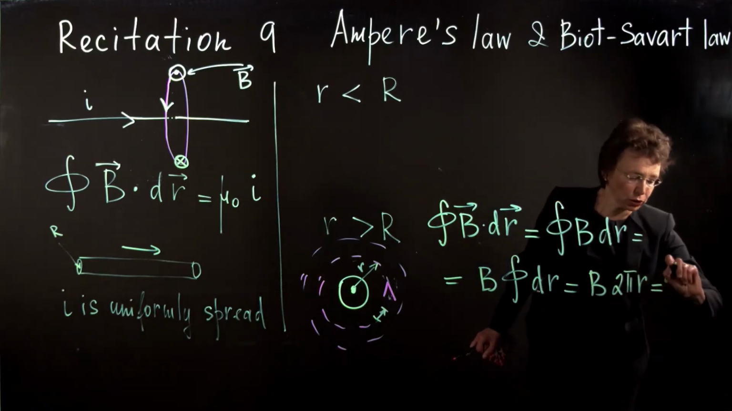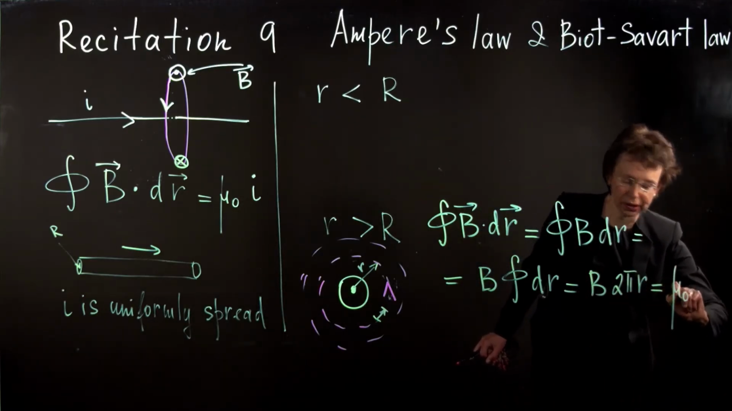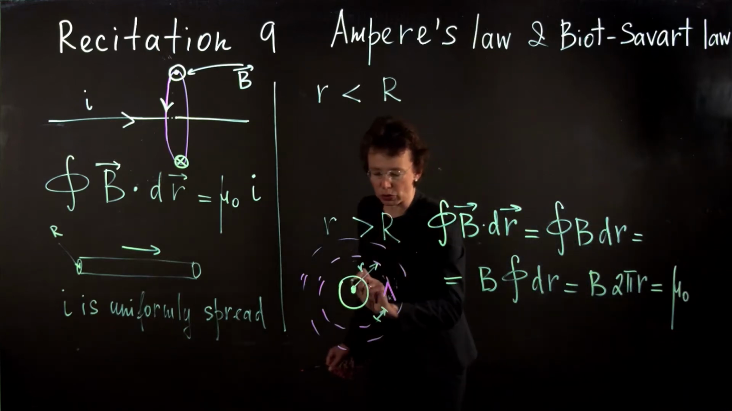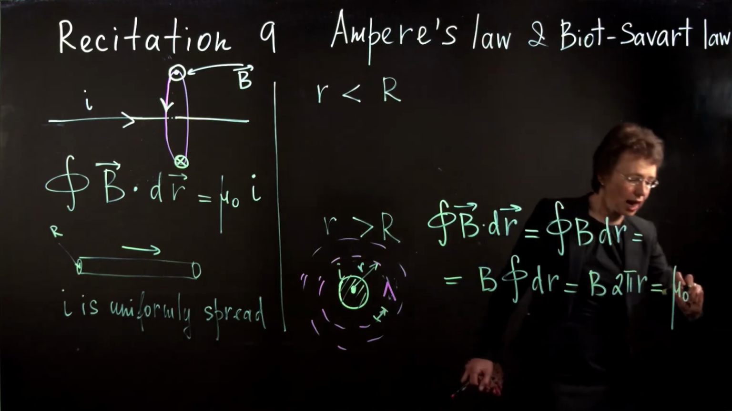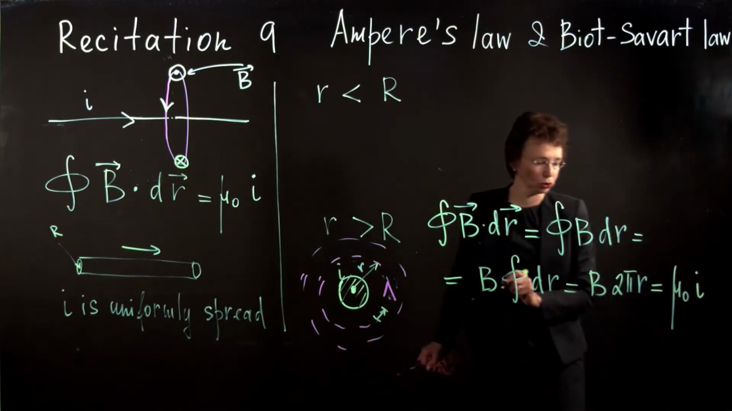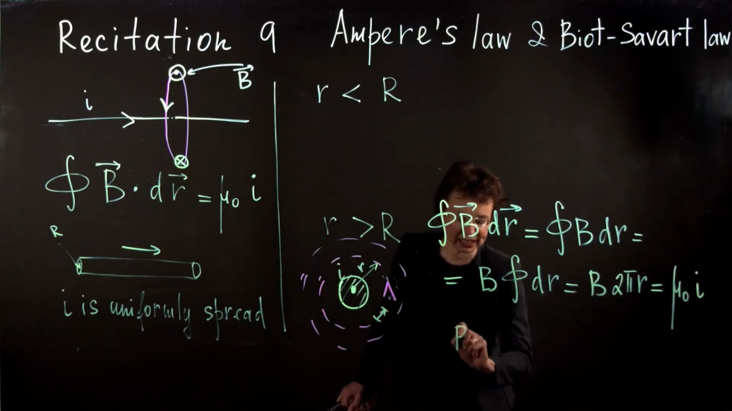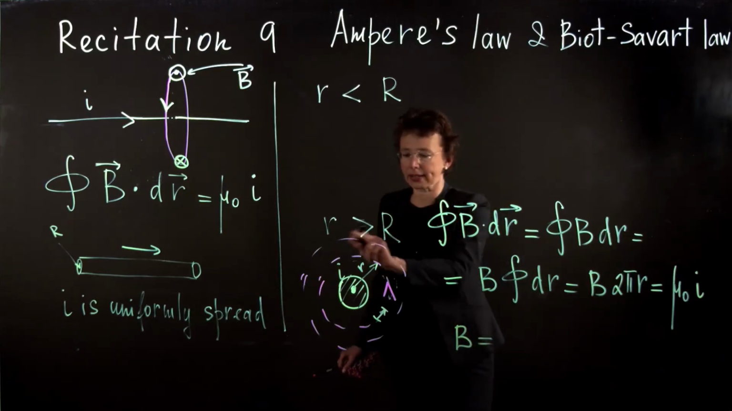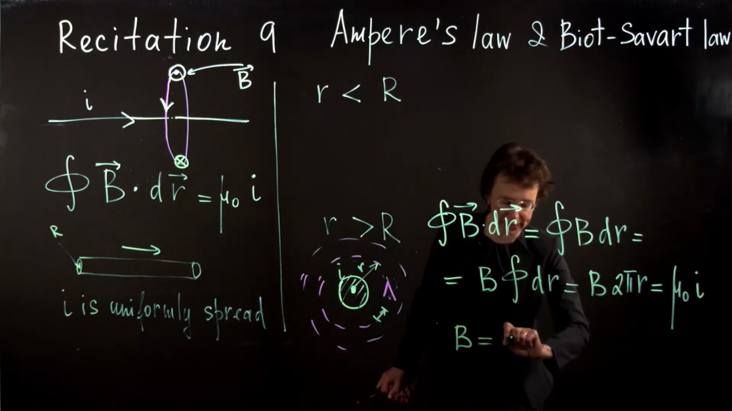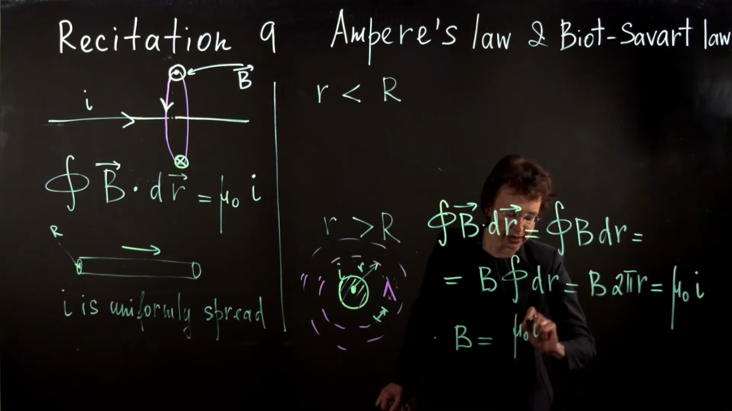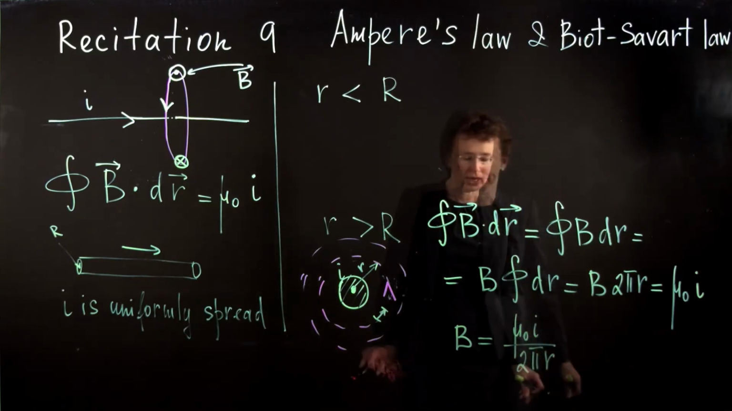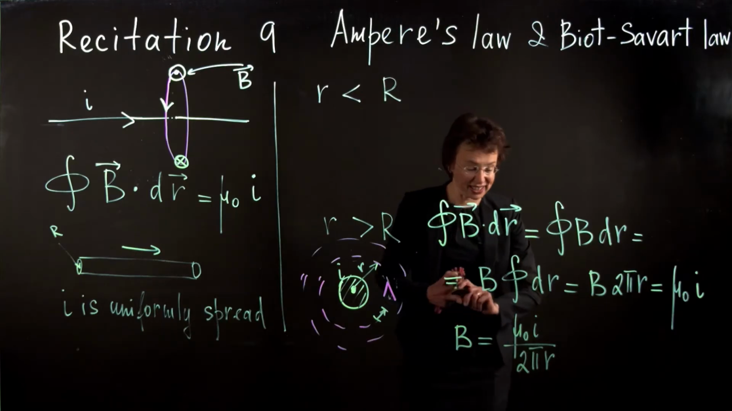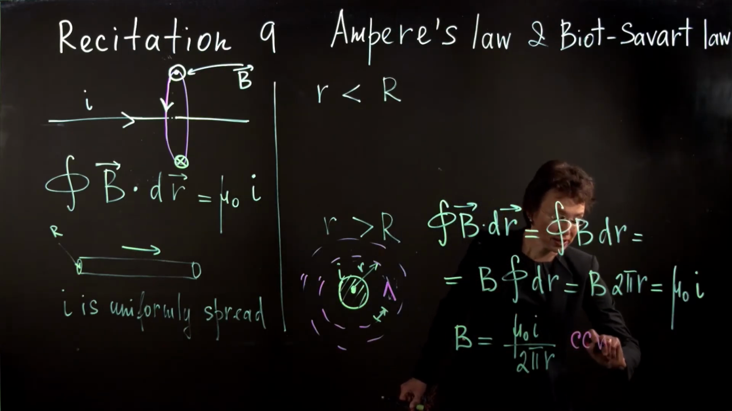And this is equal to mu naught times the current enclosed. What is enclosed? Everything. Current I. It is equal to mu naught I. So the magnetic field at r greater than the radius of the wire is mu naught I divided by 2 pi r. And the direction is counterclockwise.